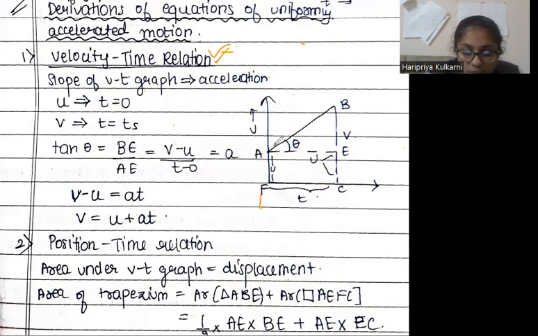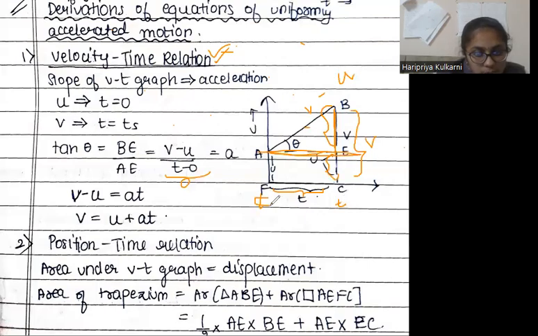If I want the tangent of this theta, what is tangent? It is opposite by adjacent. So what is opposite? Opposite is BE. And this whole thing is V, and if this small thing is U, then what is BE? It is V minus U, right? And adjacent is what? AE, which is time T seconds. So it is T minus 0, that is T at the final position and zero at the initial position, right? So I'm getting this as acceleration.